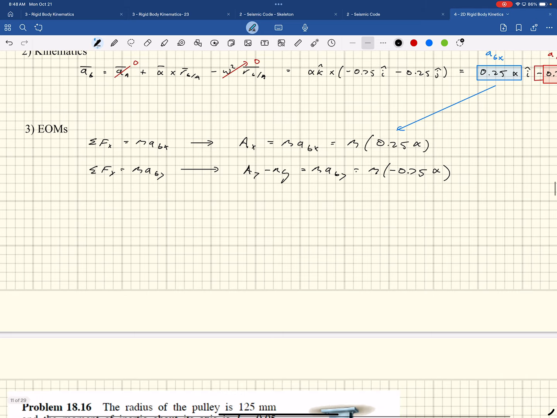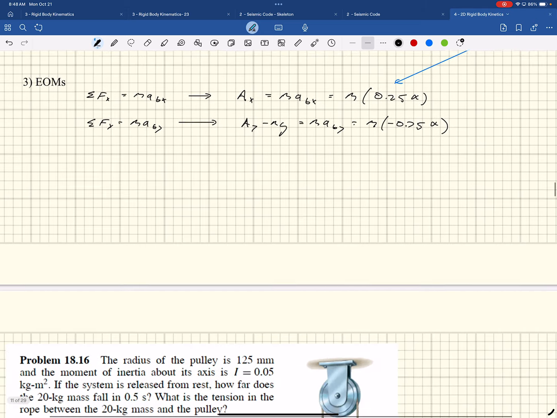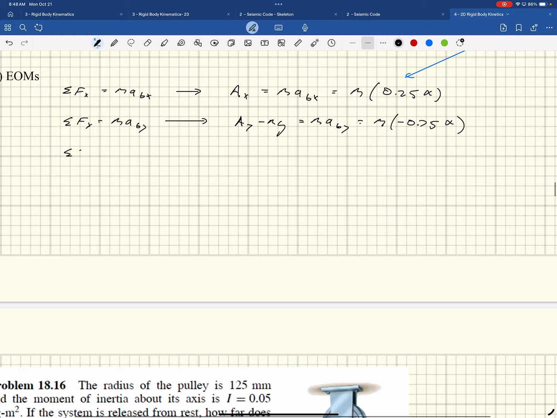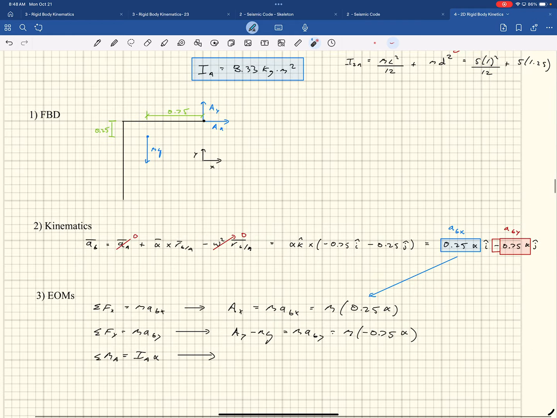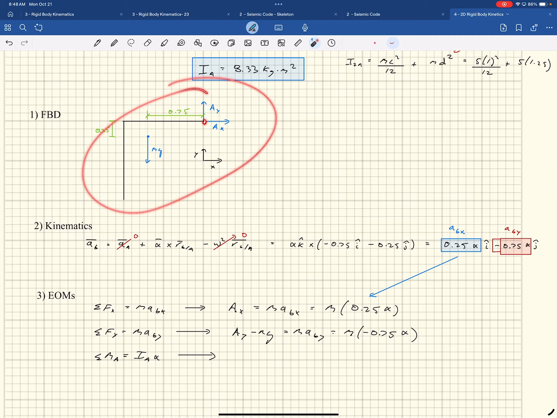And so I'm out of force equations. There's nothing going on in the Z direction, so I need my moment equation. I'm doing my moment equation about a fixed point. So sum of the moments about A is equal to I_A times alpha. Right? And so then I come back up here and look to see what kind of moments I have about point A. Well, I've got mg times 0.75, right?